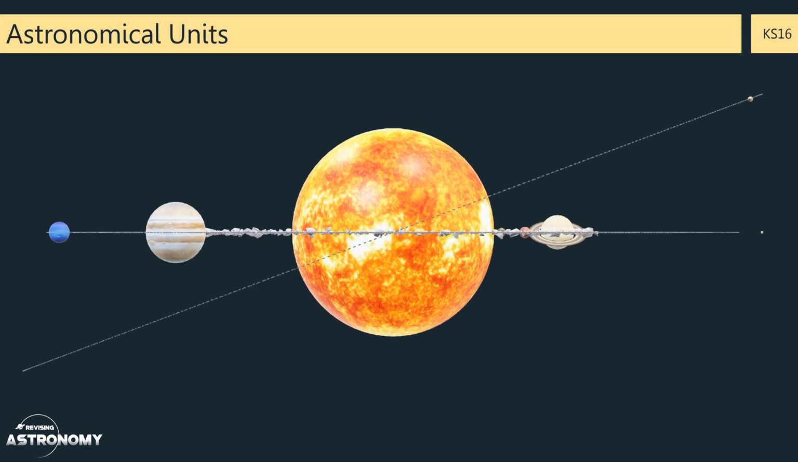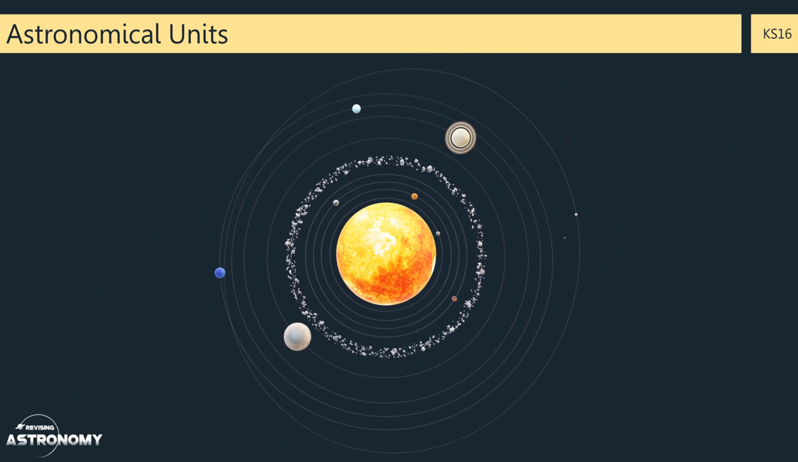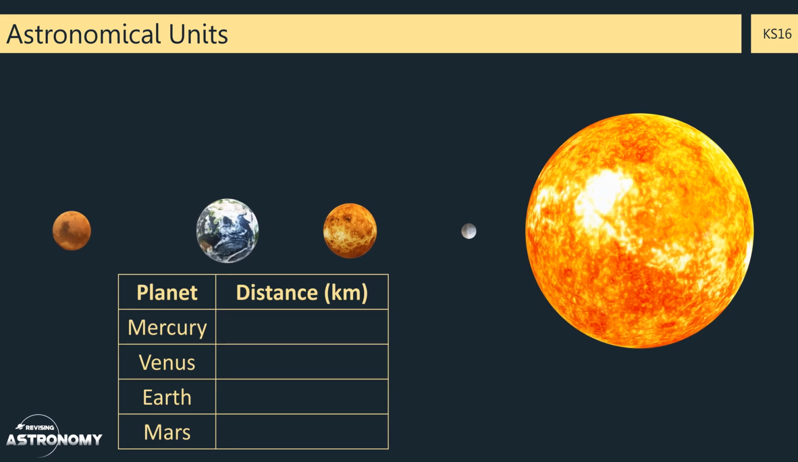In this video, we're going to be looking at astronomical units, what they are, and how we can convert between different measurements. Now, one thing to know about the solar system is that it's really big and things are quite far from each other. So we're just going to have a look at the inner planets. We can see how far things are from each other.